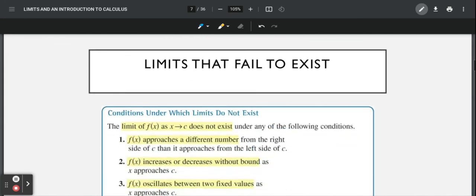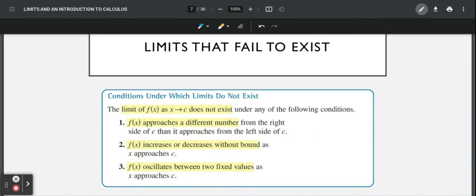All right, limits that fail to exist. Okay, so this is your mean girls. Remember, when the limit doesn't approach anything, then the limit does not exist. So, 3 ways that a limit will not exist. The first way is that they approach different numbers from the left and the right.